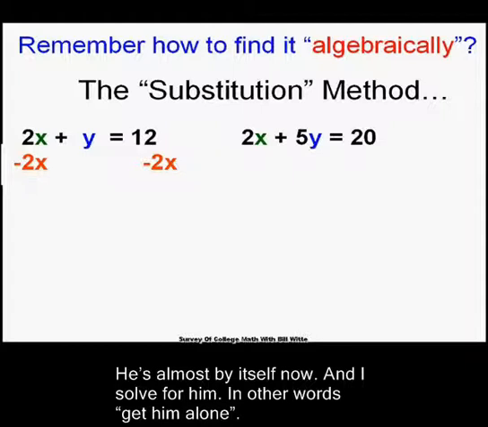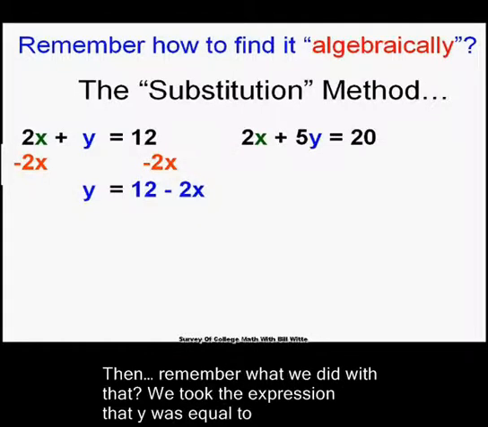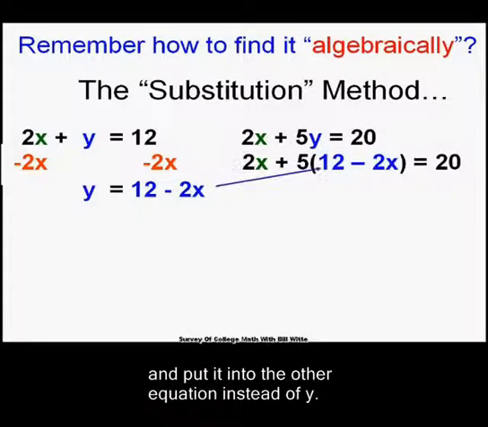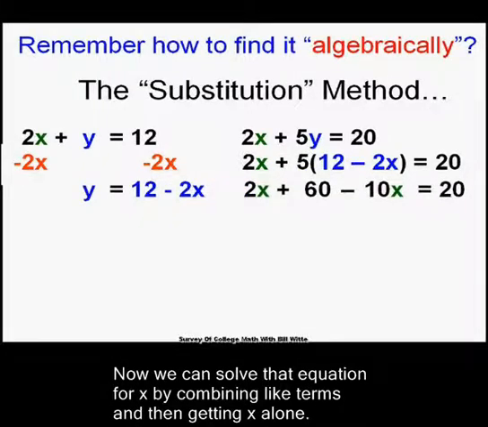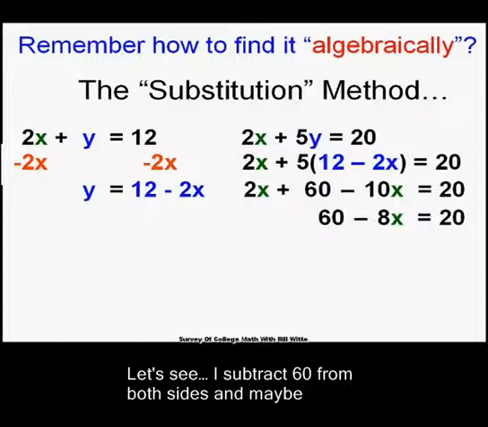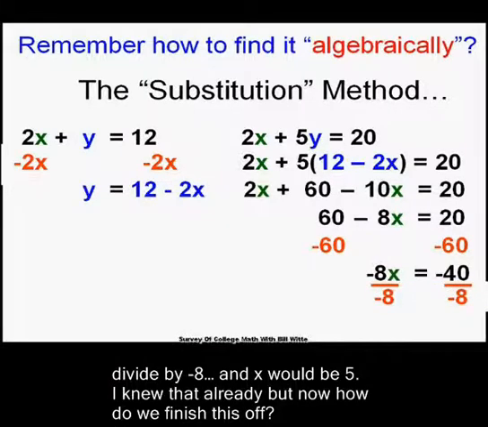And I solve for it. In other words, get him alone. Then, remember what we did with that? We took the expression that y was equal to and put it into the other equation instead of y. Then what we had was an equation with all x's, didn't we? Now we can solve that equation for x by combining like terms, the 2 and the -10, and then getting x alone. I'd subtract 60 from both sides and maybe divide by -8, and x would be 5.